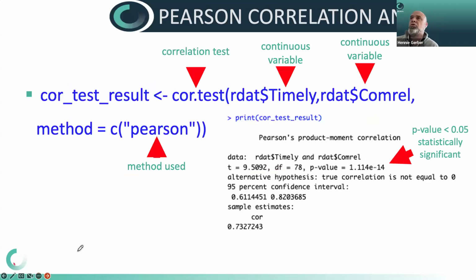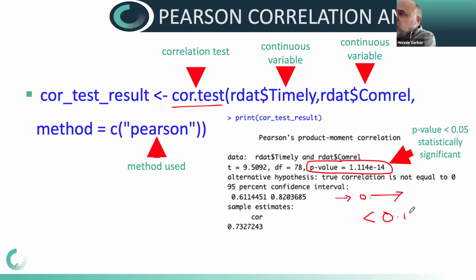Okay, then if we do the calculation, this was done in R. Correlation is the function, and the p-value is calculated from the data. In this case, it's a very small p-value. You can see it's 1.114 E minus 14, scientific notation, so there are 14 zeros in front. So it's 0 point and a lot of zeros. This is obviously smaller than 0.05, so we can conclude that there's a significant relationship between communication and timeliness.